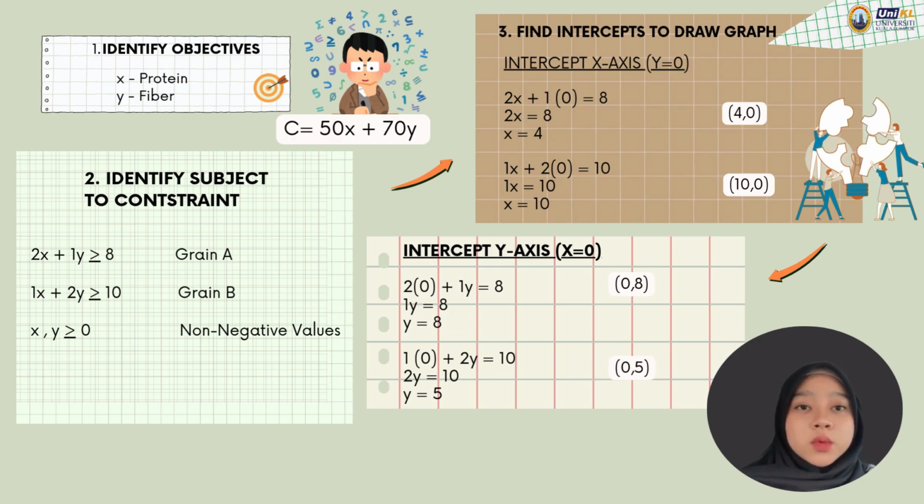So to summarize, we have written the objective, that is, minimize 50x plus 70y. We have identified the constraints that we need to follow. We have calculated the intercepts where the lines meet the axes, for both the x-axis and y-axis. Now we are ready to graph these lines and find the area that shows all the possible solutions.